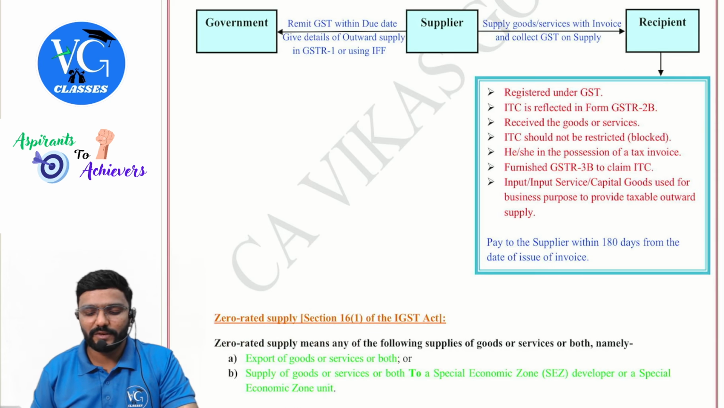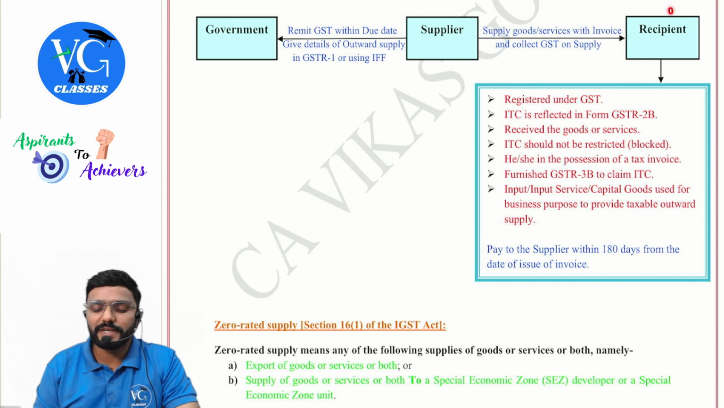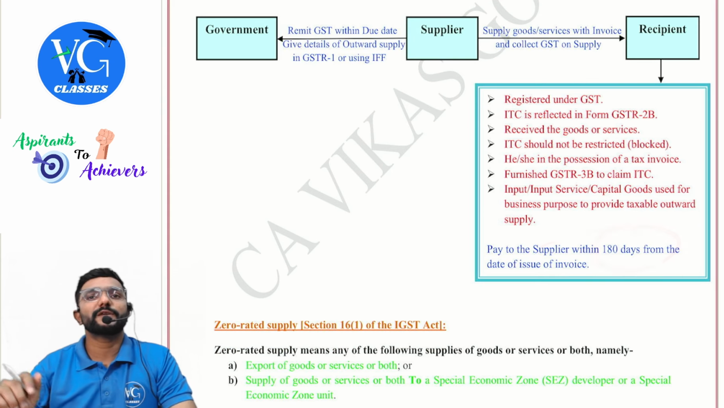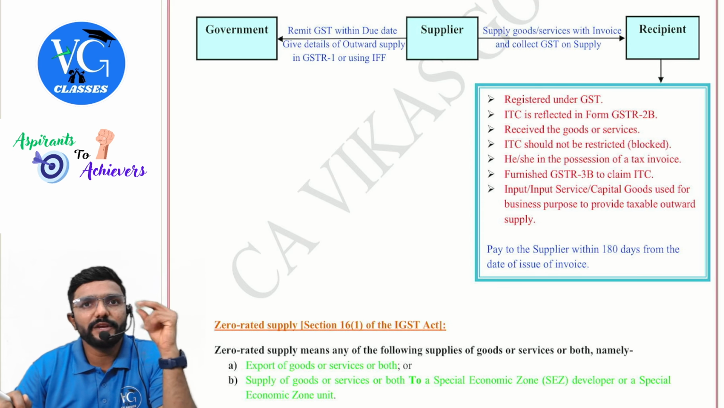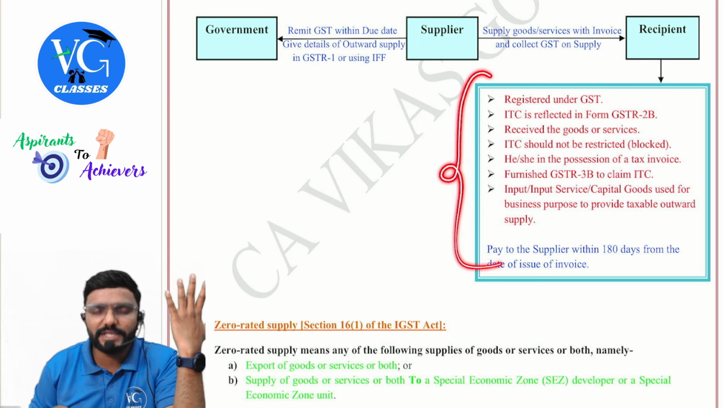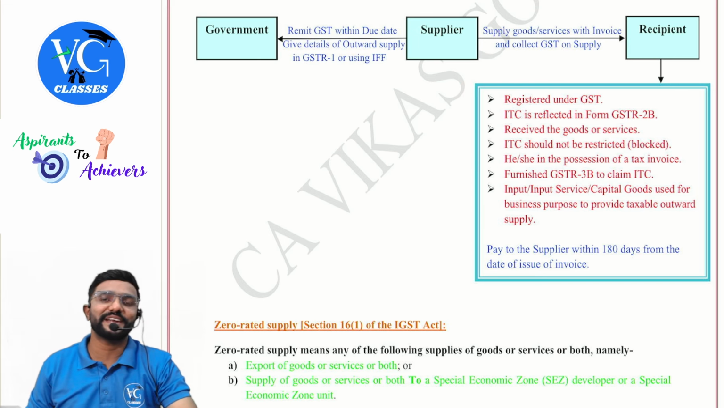We will see that. Then one more condition is payment to the supplier. If the recipient has purchased on credit basis, he has to pay the supplier within 180 days from the date of invoice. Now listen, guys. They didn't say that only if the recipient pays the amount can he claim credit. If he satisfies all these conditions but has still not paid the supplier, can he claim the credit? Yes, he can claim the credit.